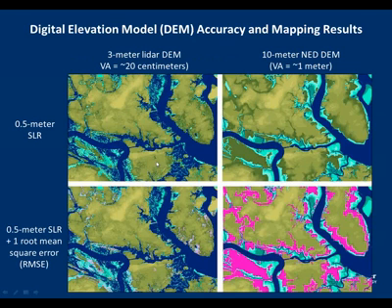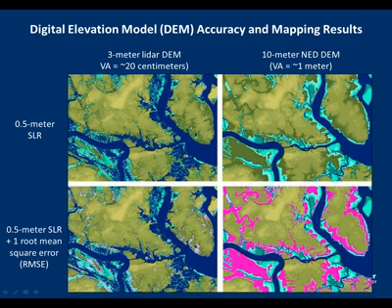mapping of that change. And you can see here on the left-hand side, looking at a 3-meter LiDAR-based DEM versus some of the sources of elevation data based on the national elevation data sets. The pink area here shows the uncertainty in some of those national data sets, whereas you have a much smaller area of uncertainty in the LiDAR-based data.